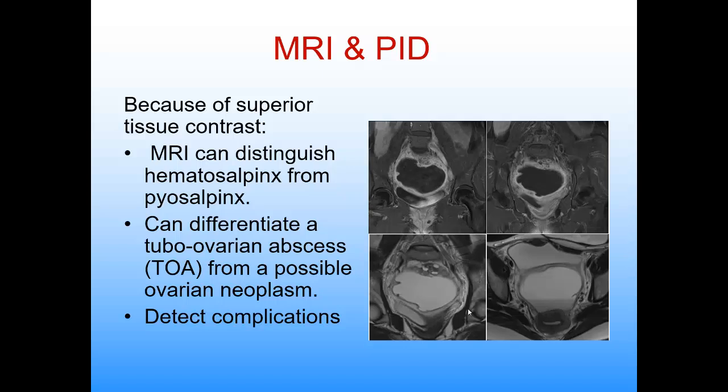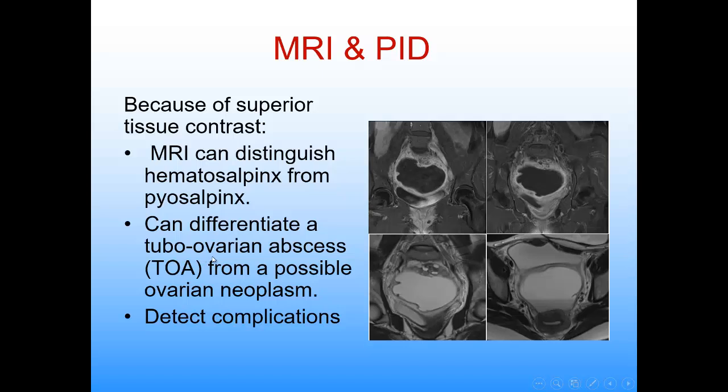What is the role of MRI in PID? Because of the superior tissue contrast, MRI can distinguish hematosalpinx from pyosalpinx. In CT and on ultrasound, we cannot distinguish, but on MRI, we can differentiate hematosalpinx from pyosalpinx. So, if you want to characterize the blood component, then MRI.